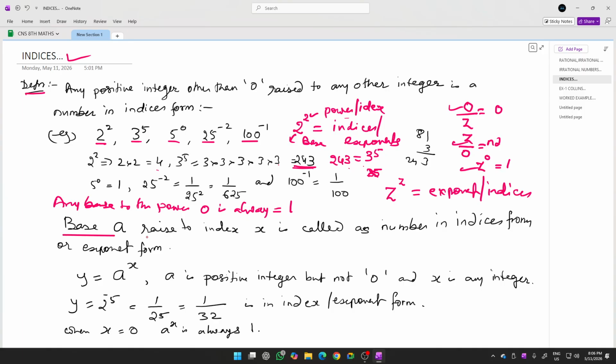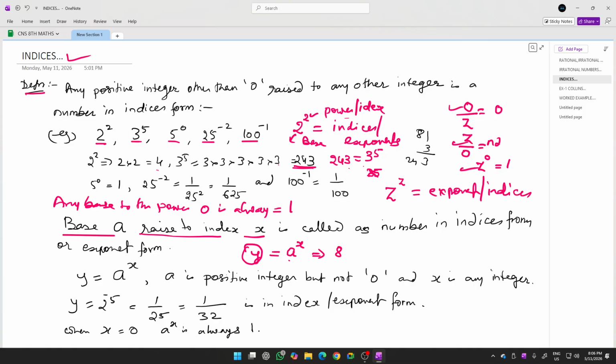Base a raised to an index x can be written as a raised to x. Now this is a number in the index form, or the exponent form. Suppose this is equal to y. So you can say that y is a number in the index form a raised to x.